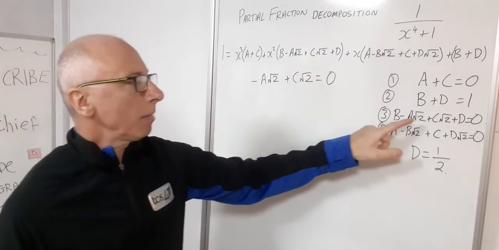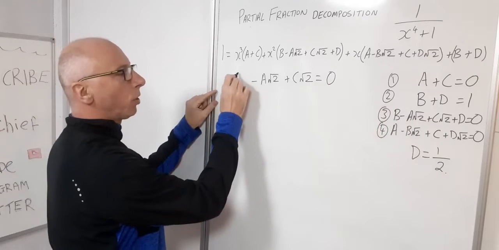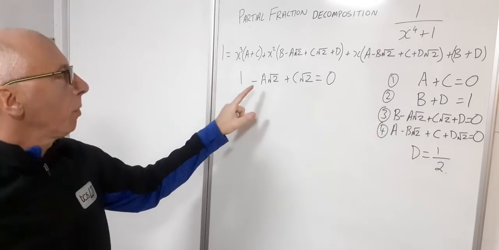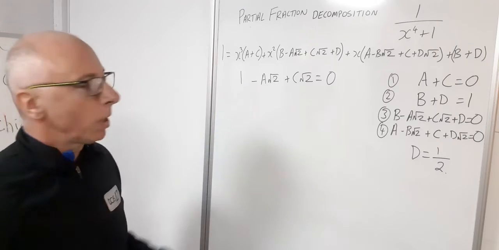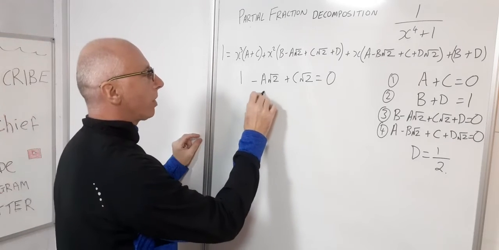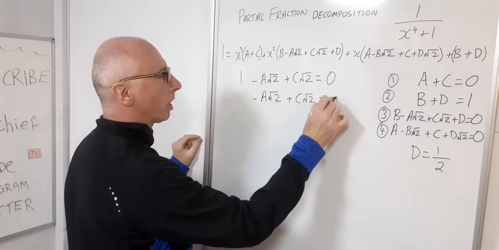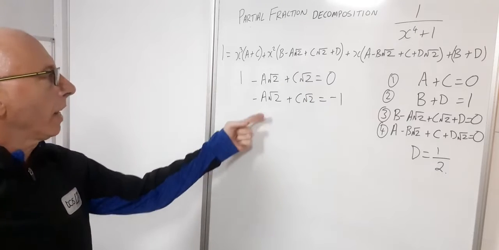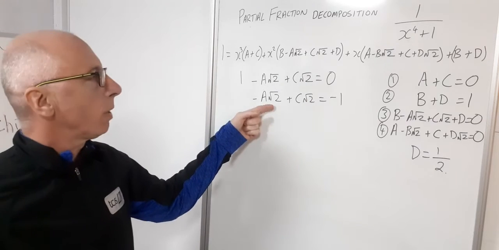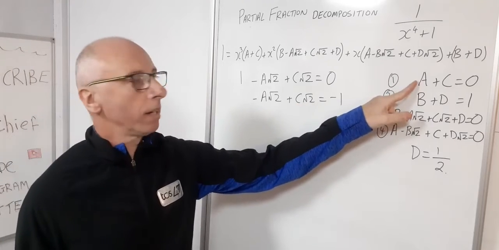But my b and my d, I should have a 1 here, so I can substitute that for 1. But then if I want to get my a and my c on their own, I'll subtract 1 from both sides. And then I'll have minus a root 2 plus c root 2 equals minus 1. Okay, so now the next one I need to look at is where I've got an a and a c, which is this one, which is set to 0.